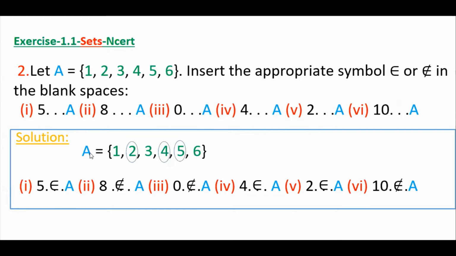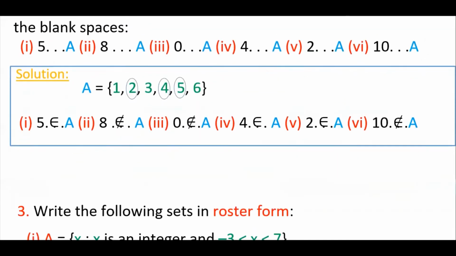So the first one, if you write the elements here, first one is 5. So yes, 5 belongs to A. So you have to write this symbol belongs to. And 8, next one is 8. 8 does not belong to A because 8 is not in this set. And 0 is also not there. So 0 does not belong to A and 4 belongs to A. 2 belongs to A. 10 does not belong to A because 10 is not in this set. So you have to write like this. And next question is third one.